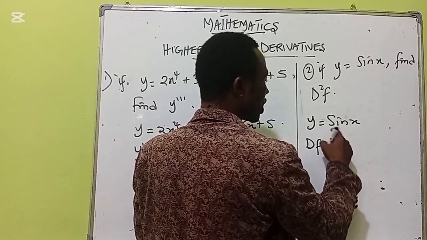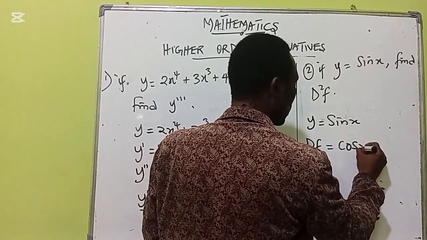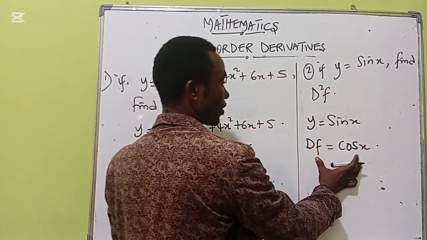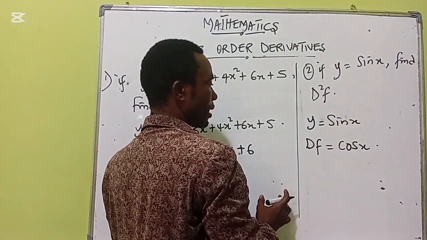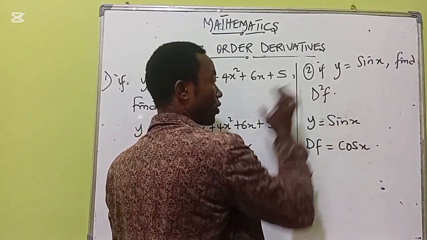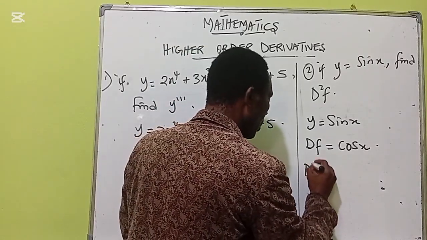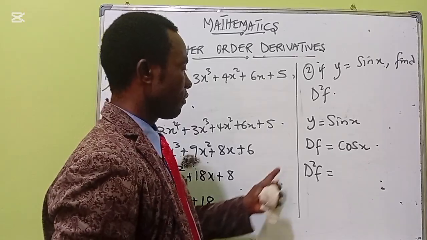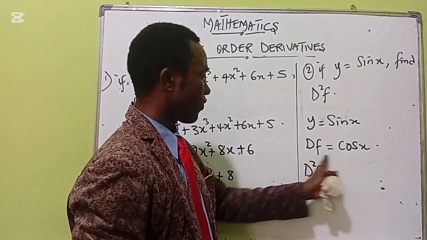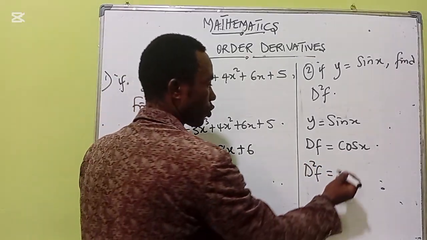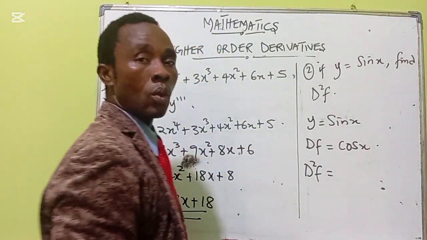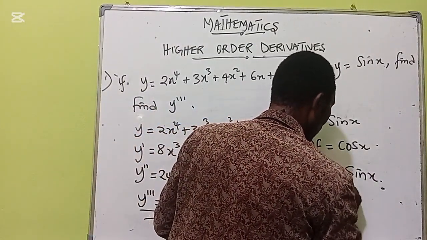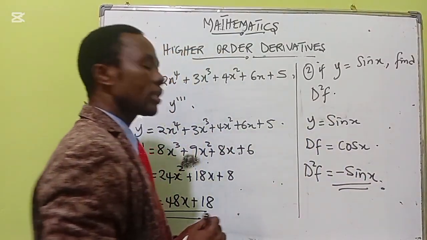So when you differentiate sine x, you get what? Cos x. So this is the answer for the first derivative, but we want the answer for the second derivative. So d square f means we should differentiate what? The answer for the first derivative. Differentiate it again. So we have to differentiate cos x. When you differentiate cos x, you get minus sine x. So this becomes the answer.